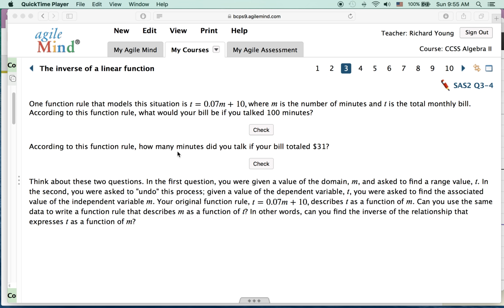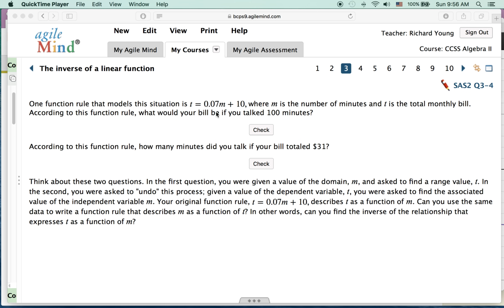We used the variable t as a function of the variable m, where m is minutes and t is total bill. And here's the equation: t equals 0.07, this is $0.07, which is also 7 cents, times the number of minutes plus $10. So that was the plan.